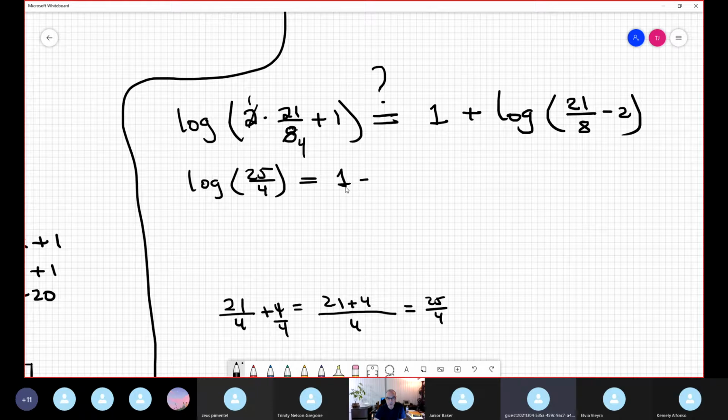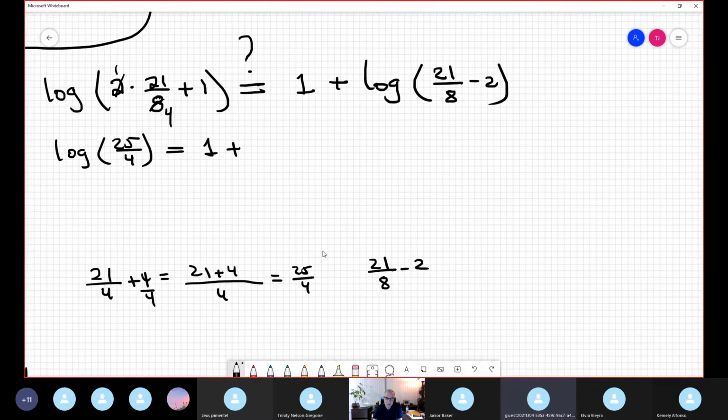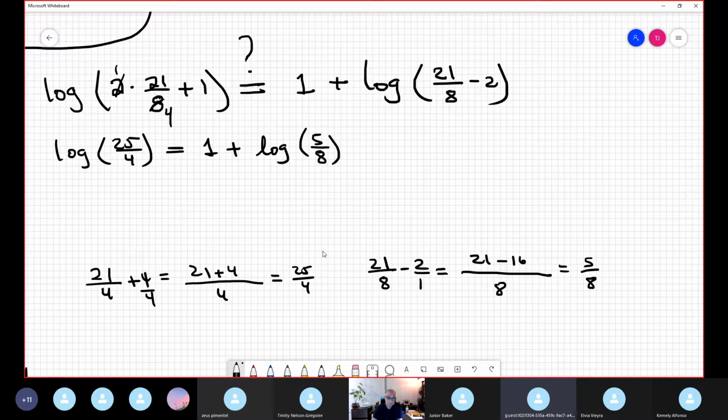And on the right, you have 1 plus something: logarithm of 21 over 8 minus 2. 2 is 2 over 1, so the common denominator is obvious, it's 8. And between 8 and 1, this is 21, exactly the same. And this is 8 times 2, 16. That is 5 over 8. That's the logarithm of 5 over 8. I need to prove that this statement is true. Well, let's do it. Let's do our best.